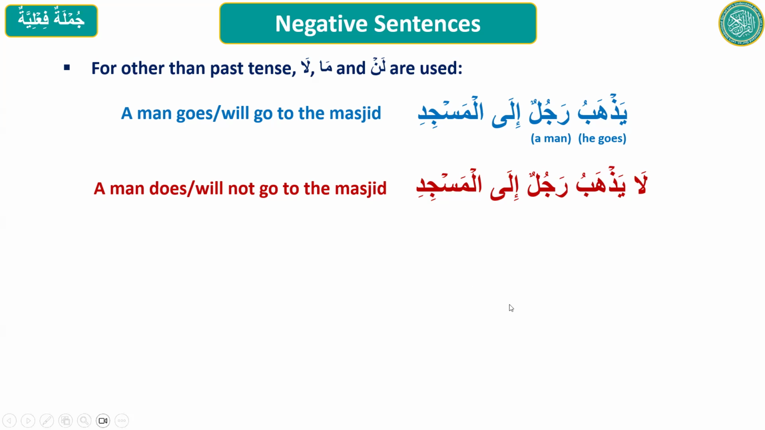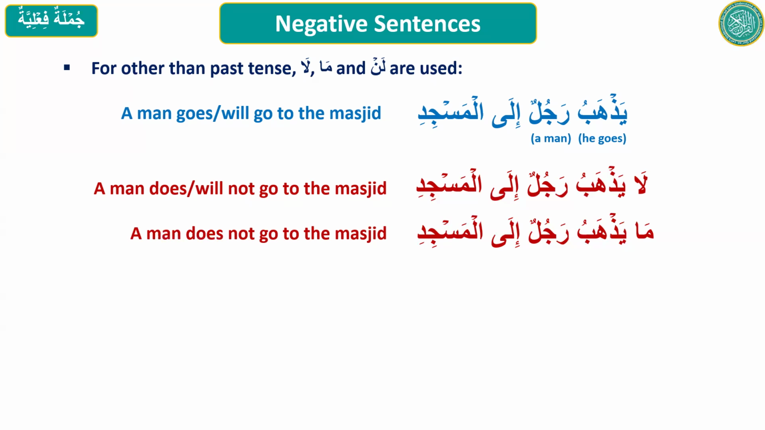So that was very simple, the use of la. Let's now learn the use of ma. Ma yazhabu rajulun ilal masjidi. Again, there will be no change to the verb. Simple, just add ma. But there is something special here. Can anybody spot what happened? What is special about ma with respect to la? Can anybody notice that? Umar or somebody from Umar's family? It removes future tense.